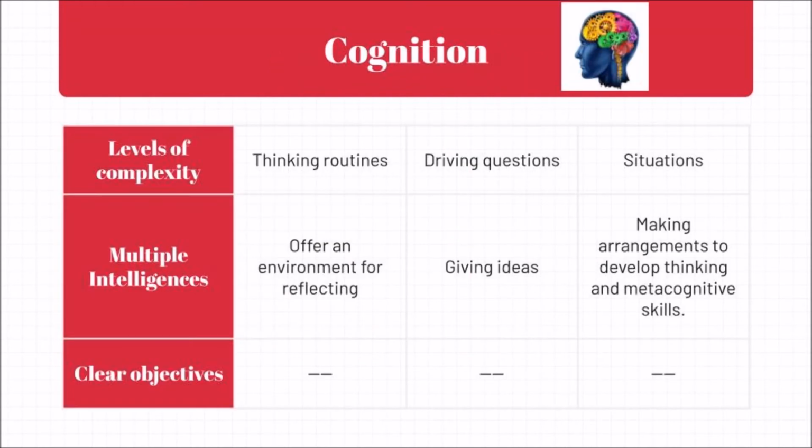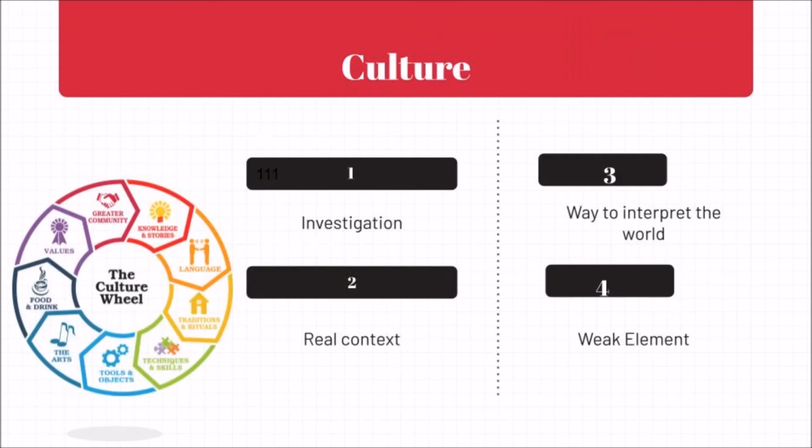In cognition, the author mentions 3 important aspects to take into account. The first is the level of complexity, such as thinking routines, driving questions, and situations. The second one is to take into account the multiple intelligences. For example, offer an environment for reflecting, giving ideas, and making arrangements to develop thinking skills and metacognitive skills and competences. And the last fact is to plan clear objectives for the classes.